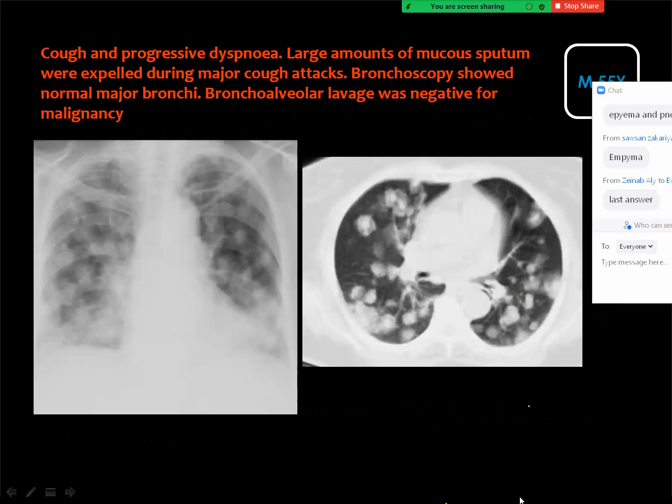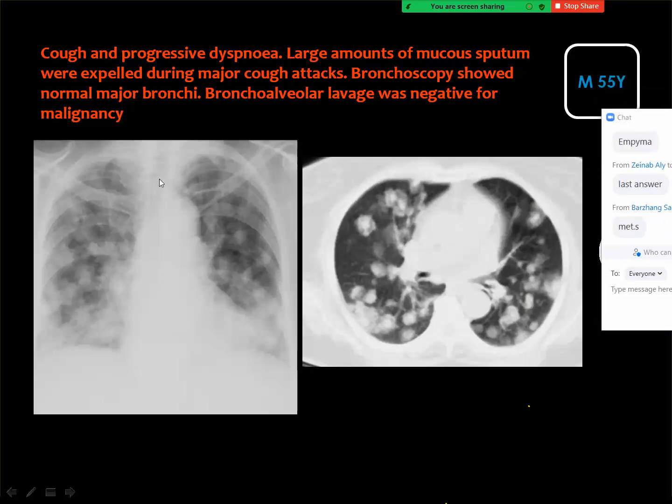Then this is the next case where you got a patient 55 years old with cough and progressive dyspnea, large amounts of mucus or sputum were expelled during major cough attacks. Bronchoscopy showed normal major bronchi. Then bronchoalveolar lavage was negative for malignancy.